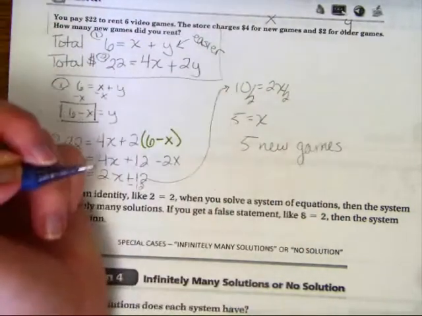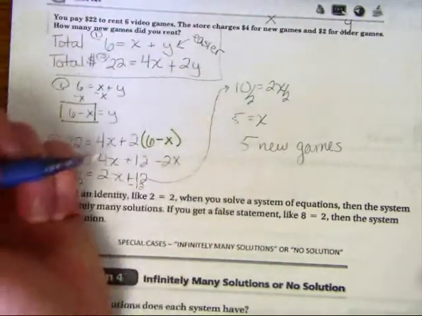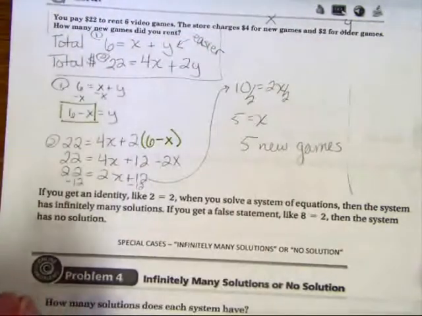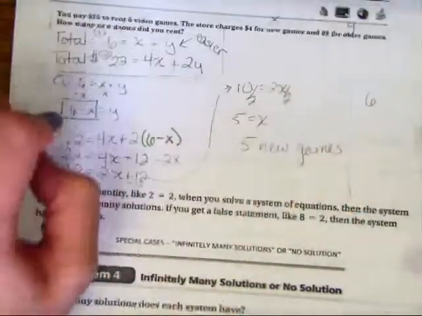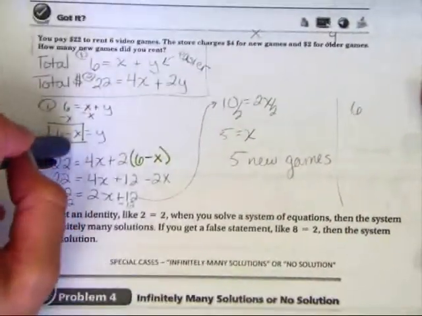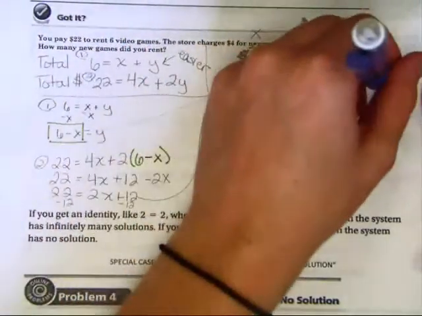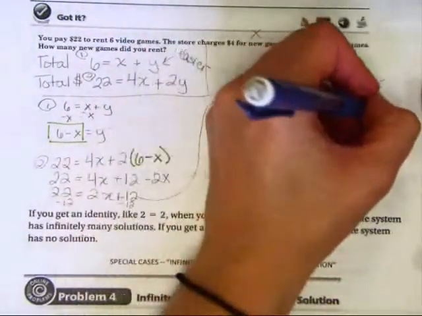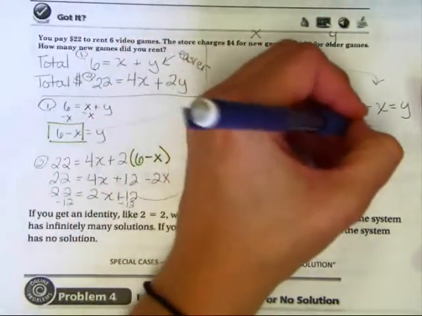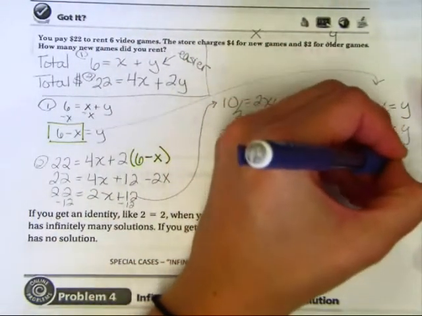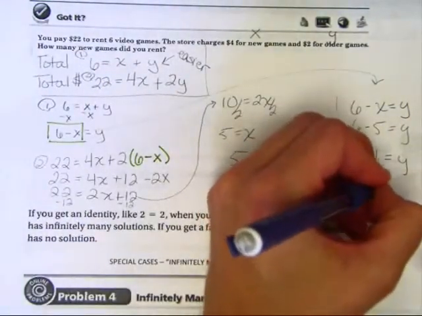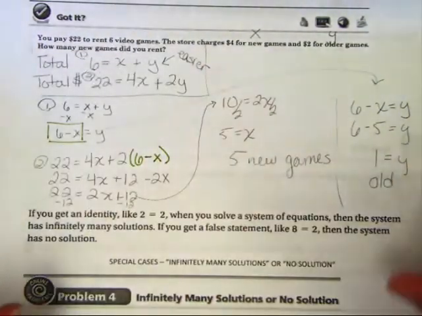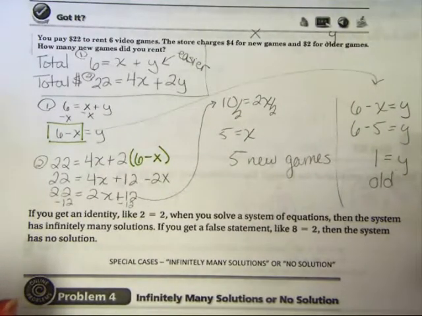Now that is really all the problem wanted, but if you wanted to, you could plug it in and figure out how many old games. Since you know in the green box, if you want to draw another arrow, that 6 minus x equals y. So you could even do 6 minus 5 equals y, and you could figure out how many older games they got that night. And if you wanted to check that, you most certainly could.